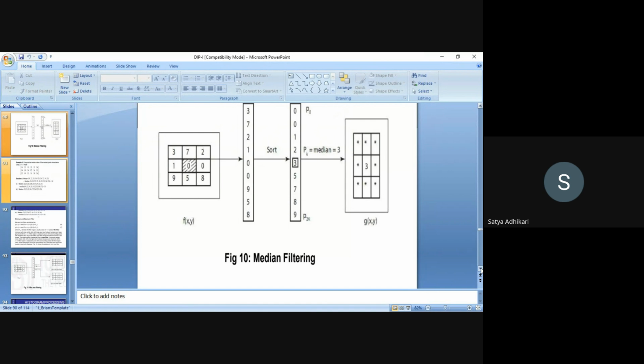So the new value of 0 will be replaced by 3. You see g xy on the extreme right side: the 0 is replaced by 3. Similarly, all the other pixel values will be calculated. In the example they are not calculated and are marked by a star, but in the same manner you may replace the other values by shifting the mask toward right, left, up and down. All pixel values like 0 here will be replaced by the median of their neighbor pixels, and you will get g xy, a new image. So after filtering, we get a new image.